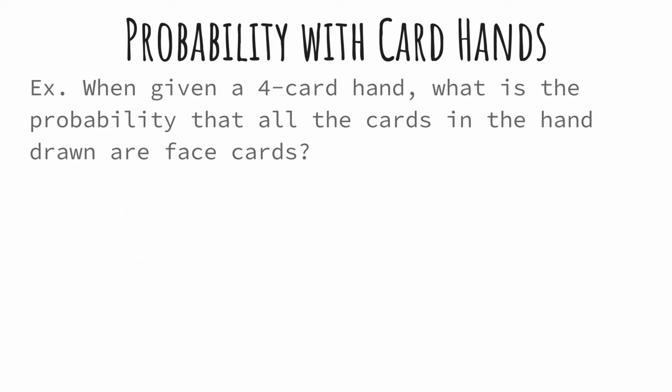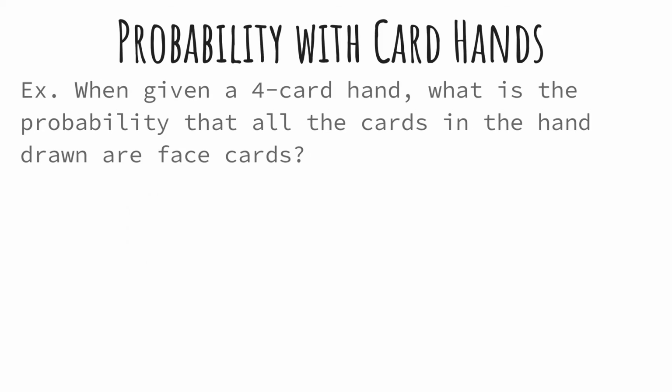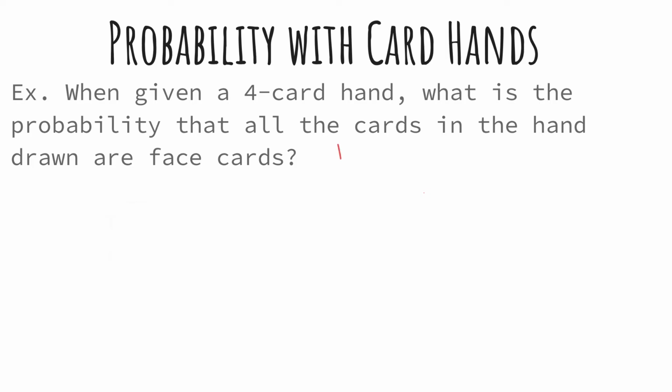All right, when given a 4-card hand, what is the probability that all the cards in the hand drawn are face cards? So first you need to understand what a face card is. A face card is going to be king, queen, or jack. An ace is not a face card. Okay, so remember there are 4 suits. So if we take those 3 and multiply by 4 suits, then we have a total of 12 face cards.